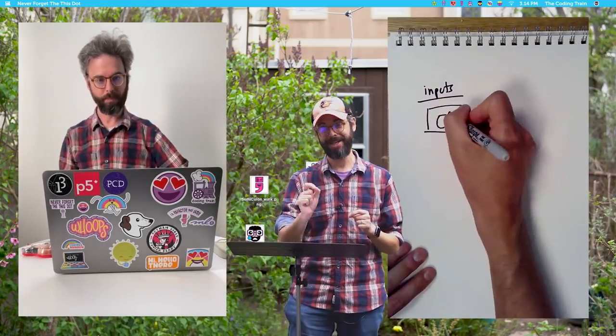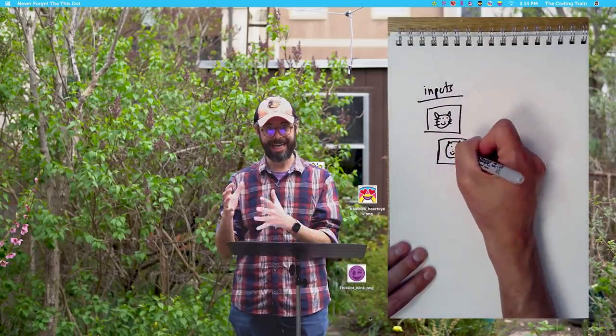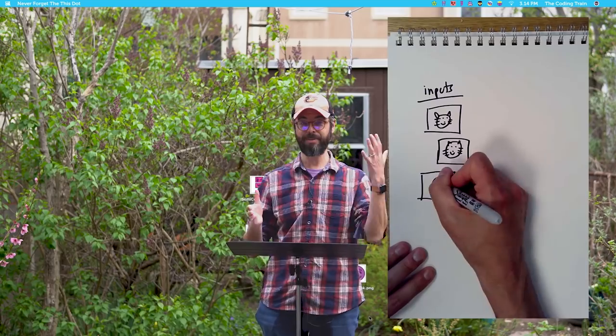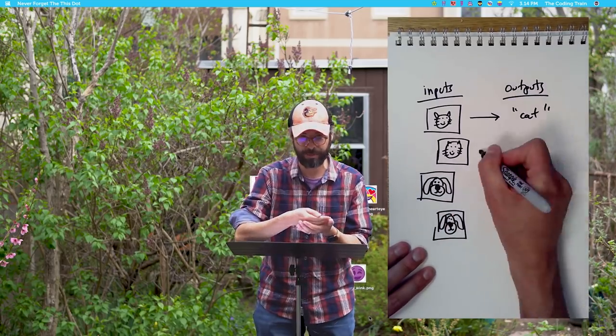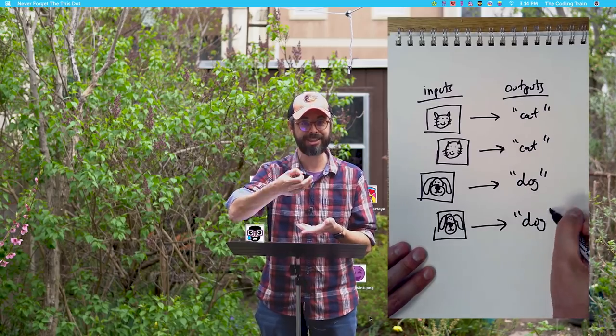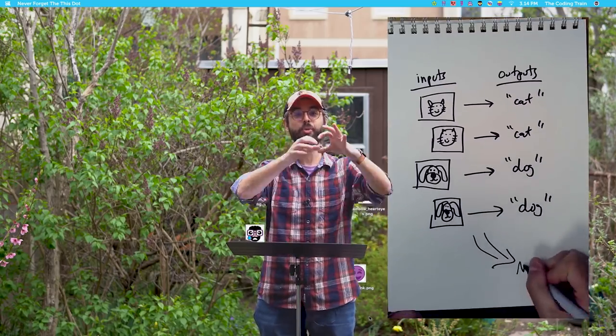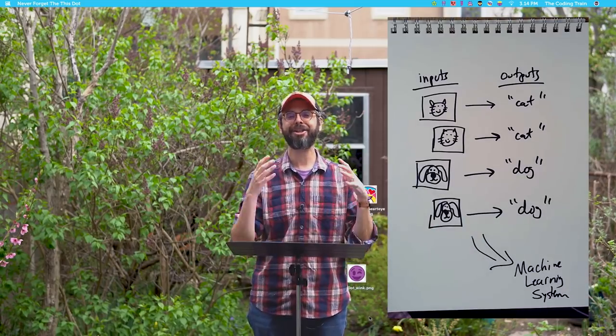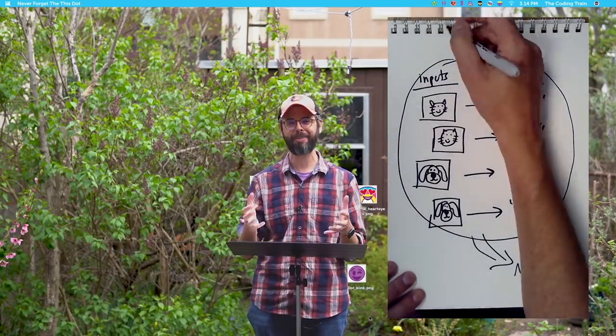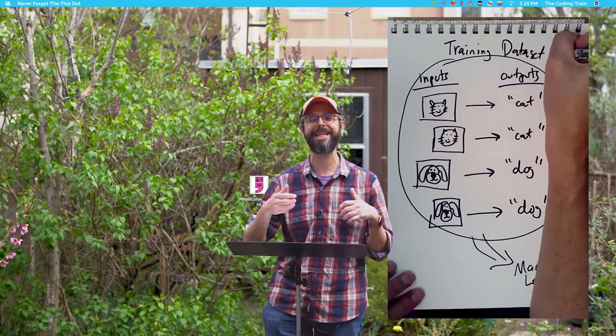But I can't just show the machine something. In the case of machine learning, what I really mean is take a data set of examples of inputs paired with outputs and feed those into a particular algorithm so that the machine learning system can learn the instructions to reproduce those same outputs with those inputs. A collection of example inputs and outputs is what is known as a training data set.